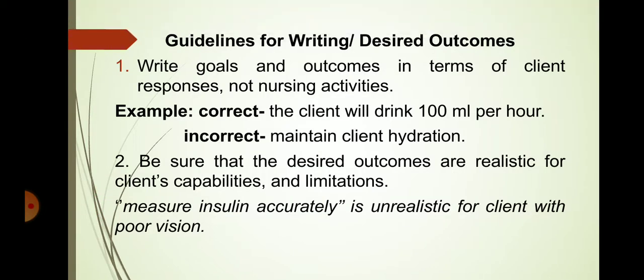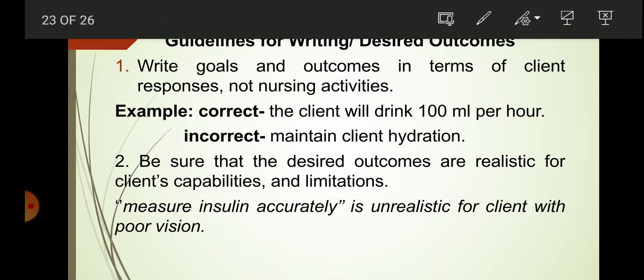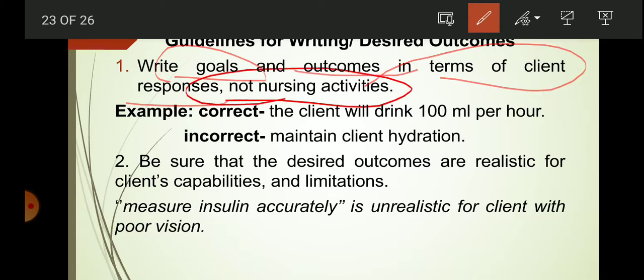So how can you formulate guidelines for writing desired outcomes? You have to write goals and outcomes in terms of client responses, not nursing activities. For example, the correct statement would be the client will drink 100 ml per hour. And the incorrect one would be maintain client hydration. So, you don't need to do that. You have to base your goals and outcomes on your client's responses, not on your nursing activities. So, you have to rely on this example.